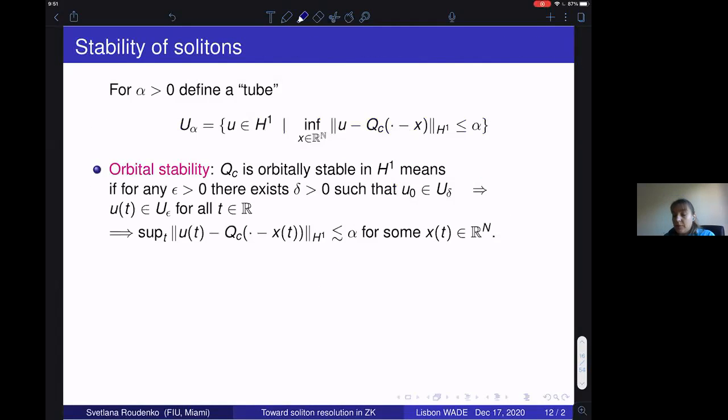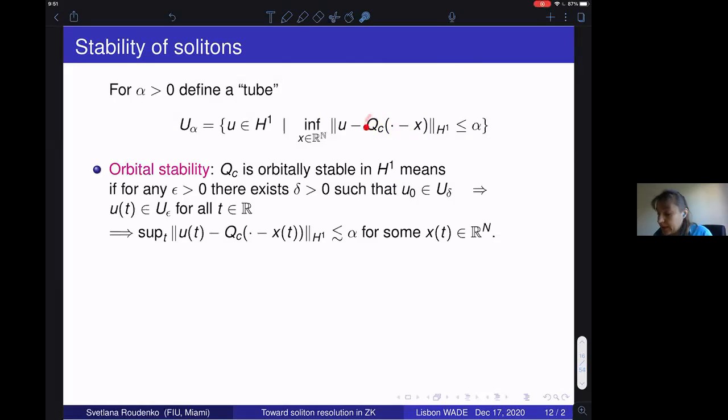So the main thing about the solitons, and this audience seems to know quite a lot about solitons and stability, but I'll review it anyway, is the stability or instability of solitons and characterizations like that. First of all, let's look at the notation. We have a so-called tube. So what's this U_alpha? That's a neighborhood of the soliton Q_c.